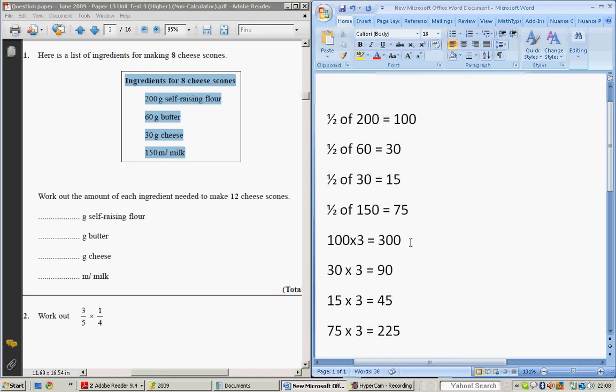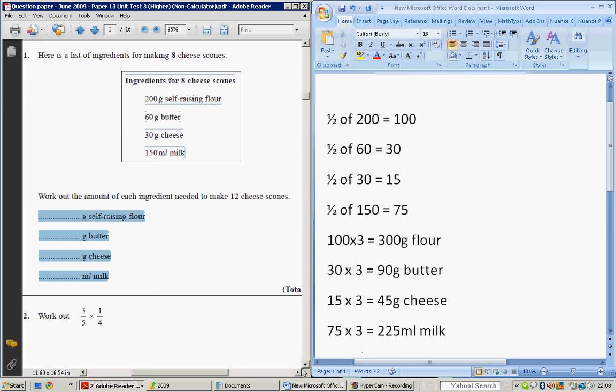So I'm going to just write here so you know which one is which. This one is 300 grams of flour. Oops. This is 90 grams butter. You won't need to type these in, I'm just doing this for clarity so you know which one is which. 45 grams of cheese and 225 milliliters of milk. You would just have to write the numbers over here.